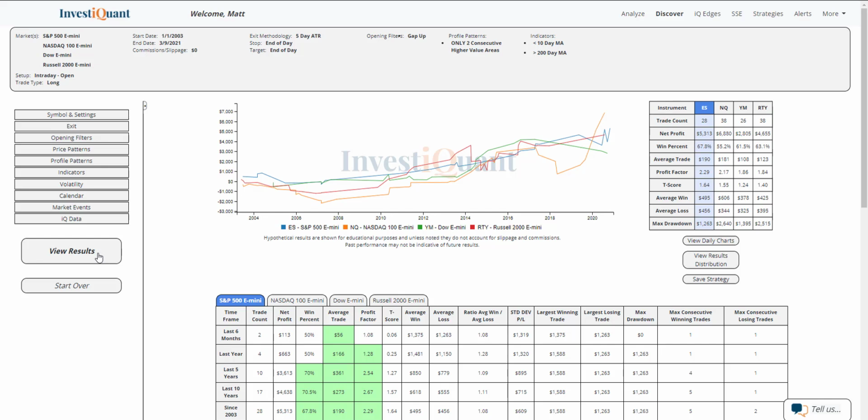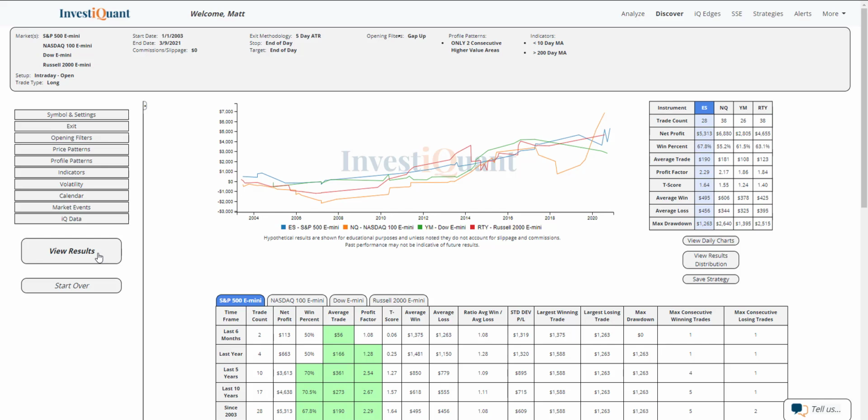If we look at the win rates on them, you can see the S&P is the strongest of the group, at about 68% of those 28 samples having closed above the opening print for that day. The NASDAQ's coming in at 55%, the Dow 62%, and the Russell 63%. So 55 is the worst of the group there. As far as win rates go, the others are better.